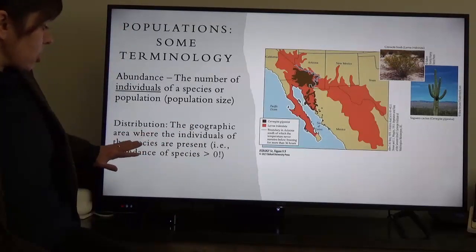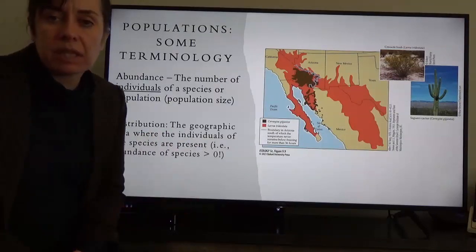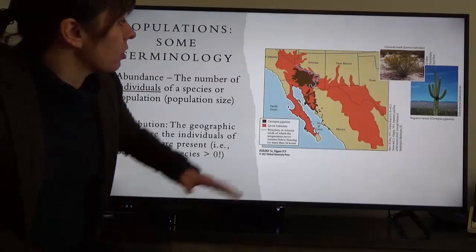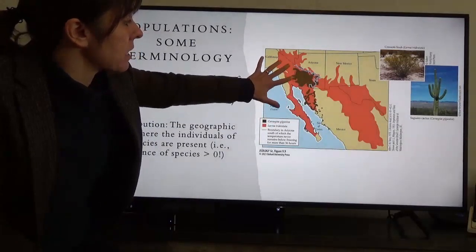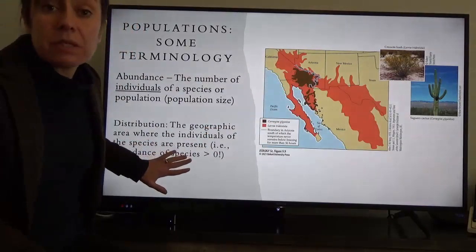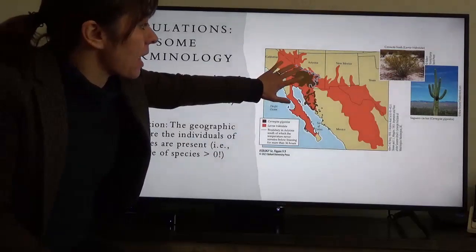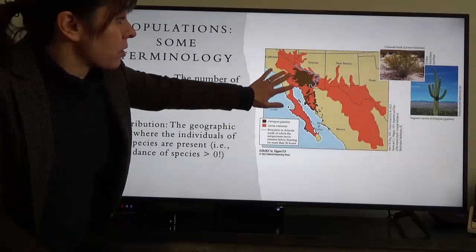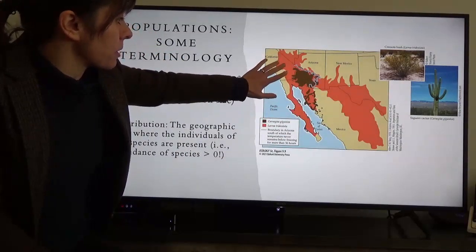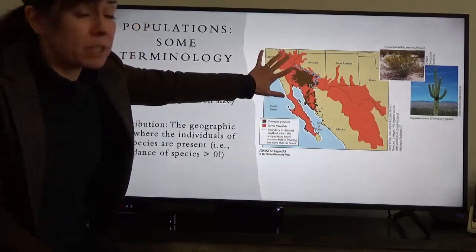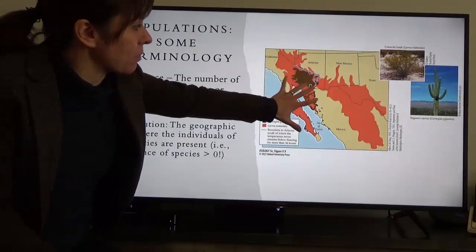The distribution is the geographic area where individuals of the species are present. So this is anywhere where that species has an abundance of more than 0. And we can look at the distributions of different species in relation to one another. Again, the distribution being anywhere where that species is found. Here we have a couple of different desert taxa. One is the saguaro cactus, which is depicted in the brown distribution, and the other is the creosote bush, which is depicted in the reddish distribution.